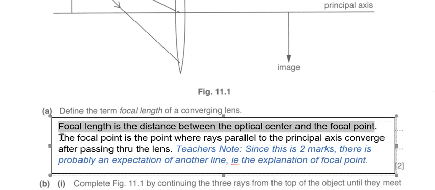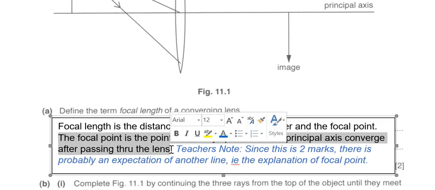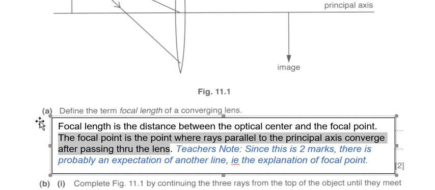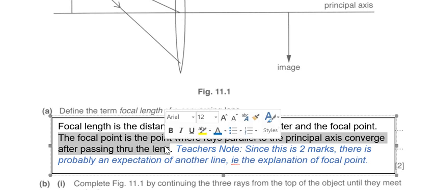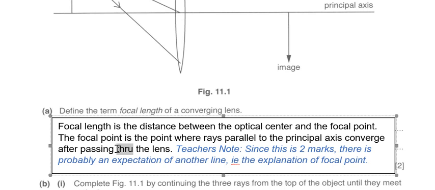And the reason why I add another line behind is because it's a 2-mark question. So I'm very suspicious when it's 2 marks and I give a 1 line answer like that. I'll think that it's a little bit little for 2 marks. So I'll actually probably try and explain focal point as well. The focal point is the point where rays parallel to the principal axis converge after passing through the lens. Please spell this in full. Apologies for the short form.